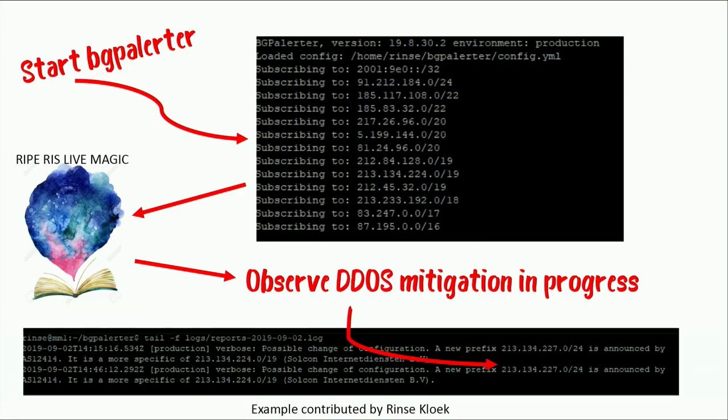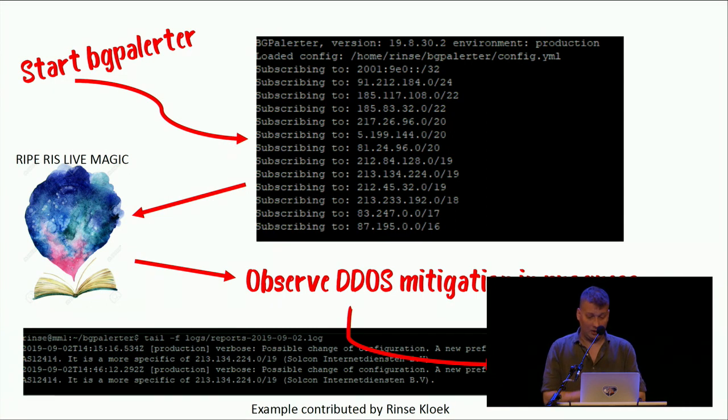Here's a quick demonstration. You start the program. The program was configured to monitor a specific set of prefixes. So it subscribes to the API. It tells the API, if you see anything related to these prefixes, tell me, and don't tell me about the rest. If something happens, if RIPE RIS Live spots a BGP event that matches the criteria of your subscription, it sends it to BGP Alerter. BGP Alerter can then run it through the monitor, and then we can discover if there is an event or not.